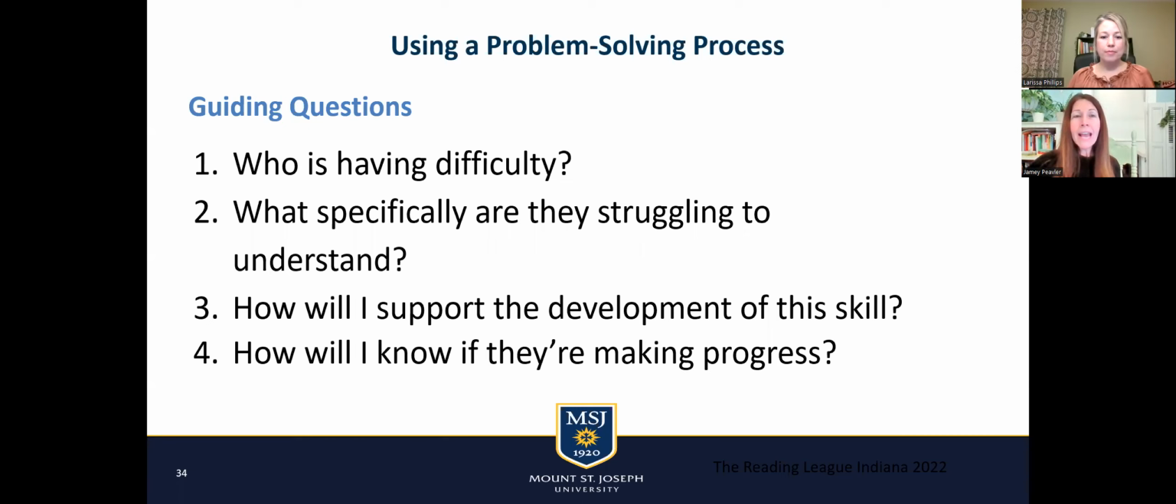And then the next ones are really around, what am I skilled and comfortable with as a teacher? So do I know how to develop that skill? And then what am I going to do to figure out if they're making progress? So those are the things we'll be thinking about.